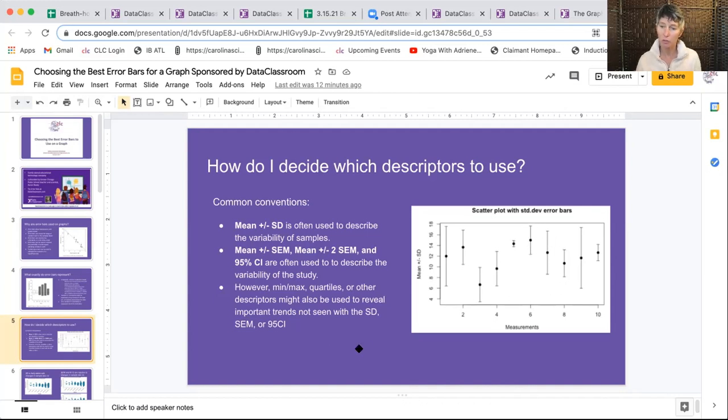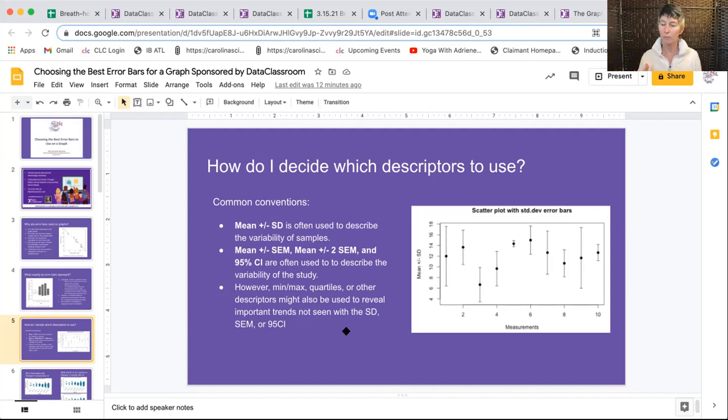Standard deviation commonly is used for multiple measurements and an expression of the distribution of measurements, including what is likely to be a normal range for the next measurement seen. Whereas the standard error of the mean, or two standard errors of the mean, or the 95% confidence interval, all three of these are used instead to describe the entire research study. So the entire experimental group or the entire experiment, so that it can be compared to other experiments.